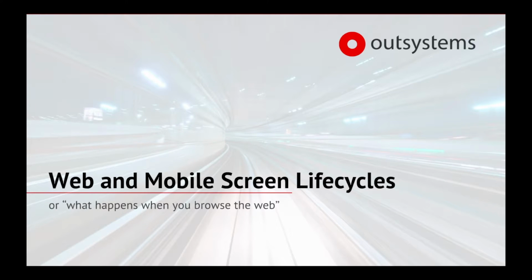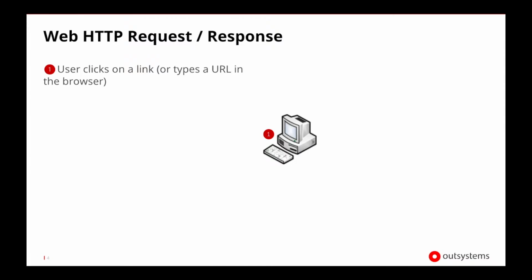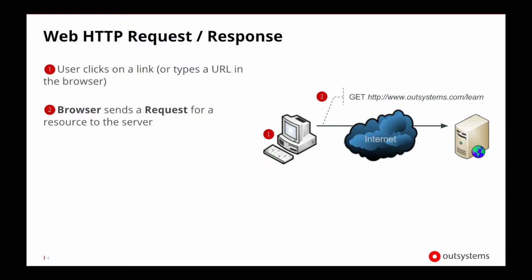Web and mobile screen lifecycles, or what happens when you browse the web. Now, the typical way HTTP operates is by using what is called a request-response pattern. A user clicks on a link or types a URL on the browser. Now, what a browser does is to send a request for a resource to the server. We can see the request here.